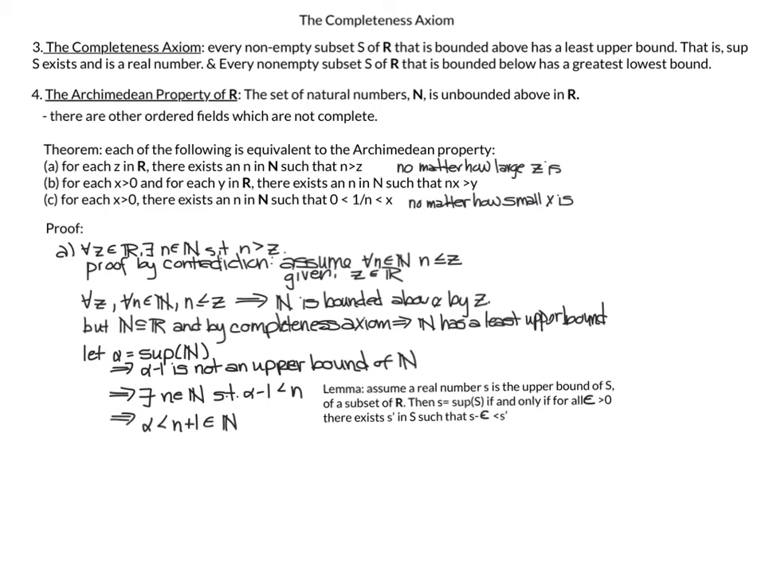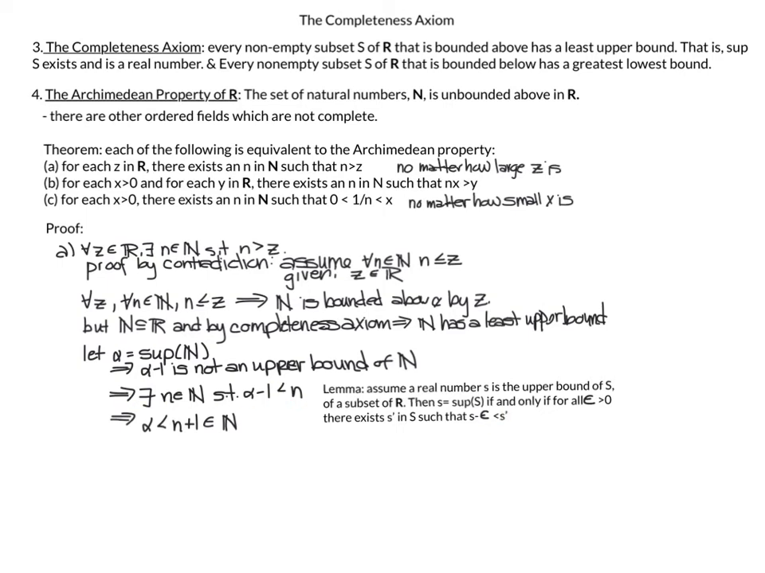And that means, by the lemma that we had looked at before: assume any real number s is an upper bound of the set S. So now we have alpha as the upper bound of the set N. Then s is equal to the sup of S if and only if for all epsilon greater than 0, there exists some element in S. So we're going to take epsilon equal to 1. There exists some n in the natural numbers such that alpha, the sup, minus epsilon, in this case alpha minus 1, is less than n.